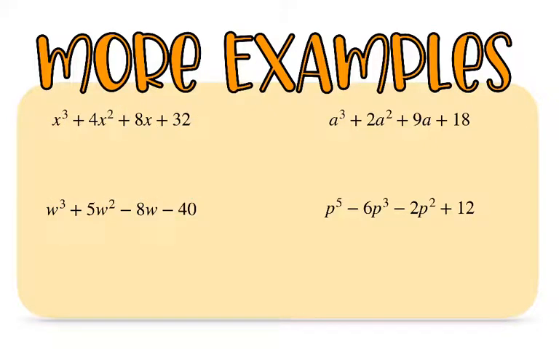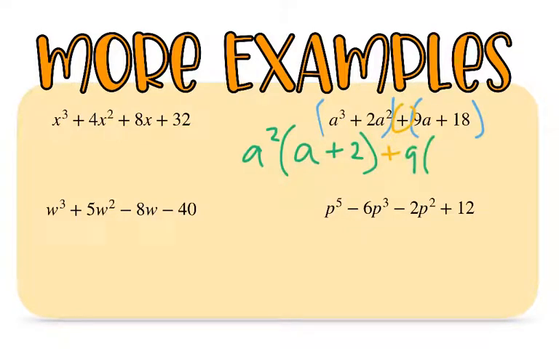It's already in standard form, so I can section it off as it is and start taking out GCFs of both groups. So in the first group, I can take out an a squared of both of them, and what would be left is a plus 2. Then I have this plus sign here, so I'm going to leave the plus sign. And now let's factor out the second group, 9a plus 18. I can take out a 9 of both of those, and I would have a plus 2 left.